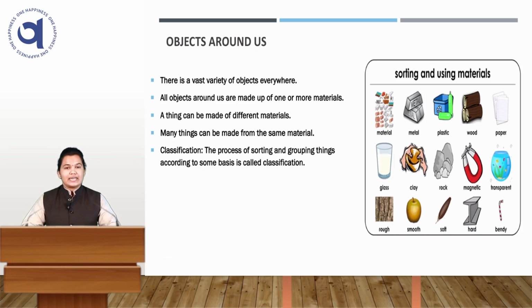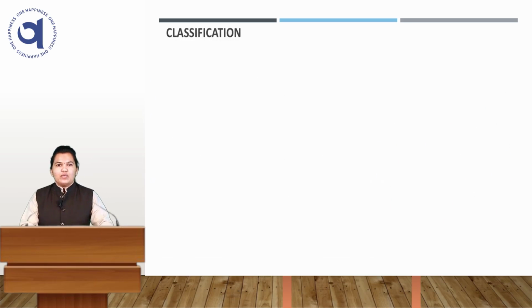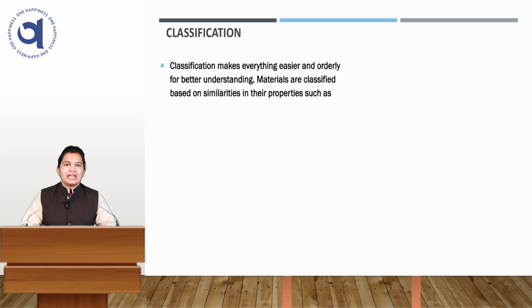Classification. What is classification? The process of sorting and grouping things according to some basis is called classification. Basis of grouping. We can group materials on the basis of similarities and differences in their properties. Here we can see some objects that are sorted and we are using in our daily life. Classification makes everything easier and orderly for better understanding.